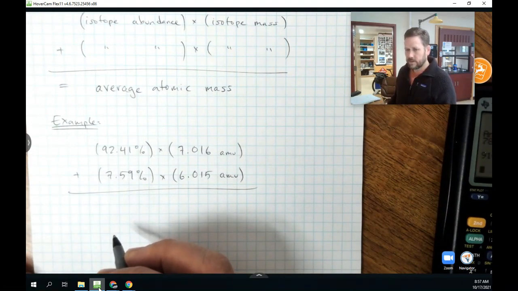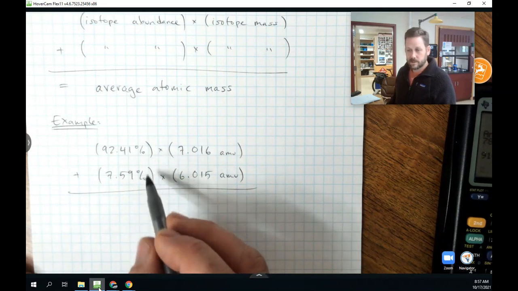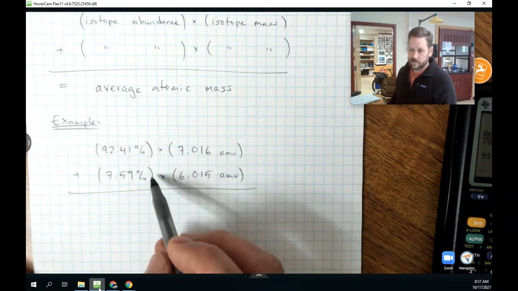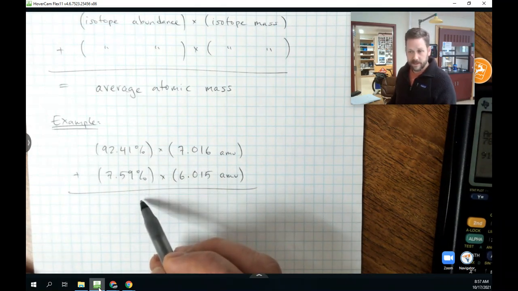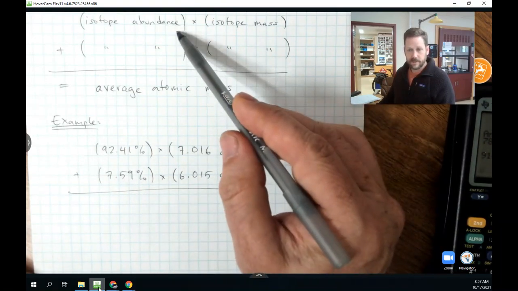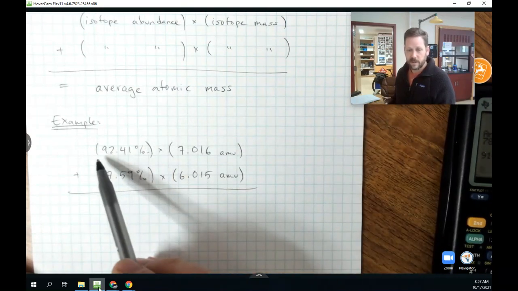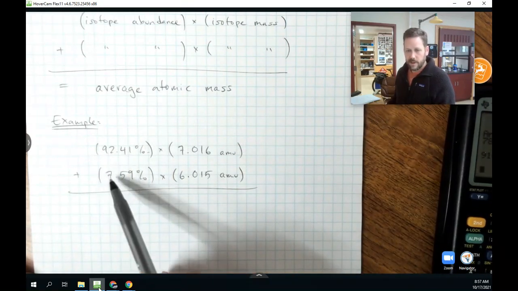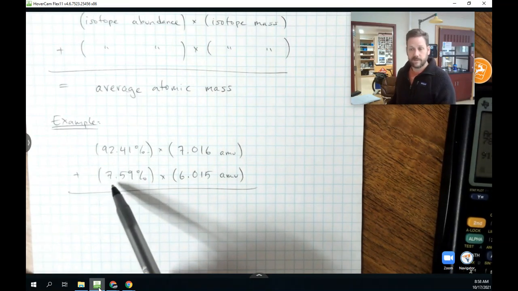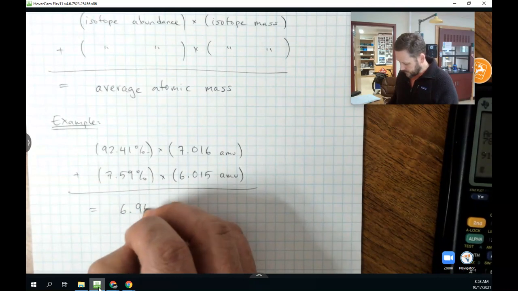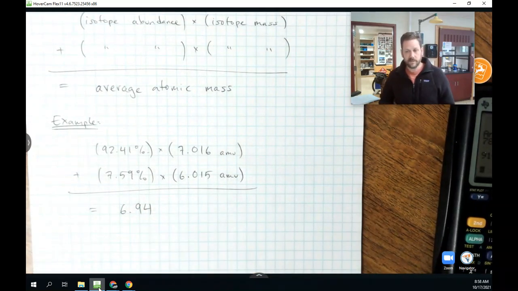Now, when I calculate this and I add everything together, I get 694. Well, that's because I used percentages. And because I used percentages and not decimal forms of percentages or fractional compositions, I'm going to need to divide my final answer by 100. If instead you use the isotope abundances in their decimal form, so for instance, if I had done 0.9241 and 0.0759, then I would get my answer right away as an average atomic mass of 6.94.